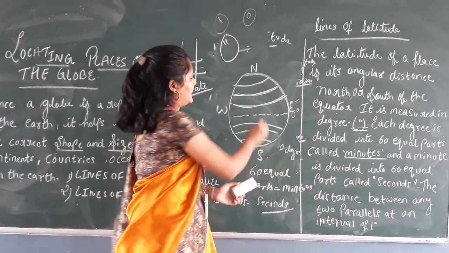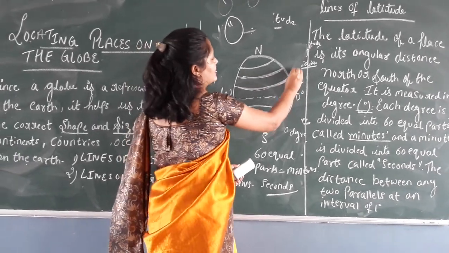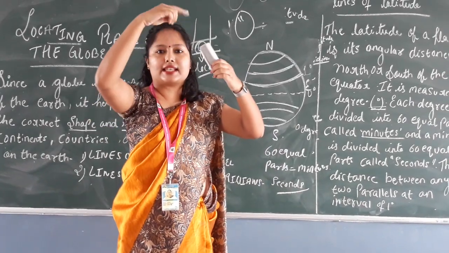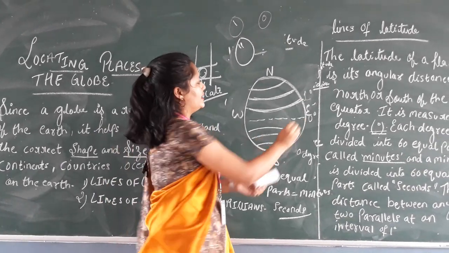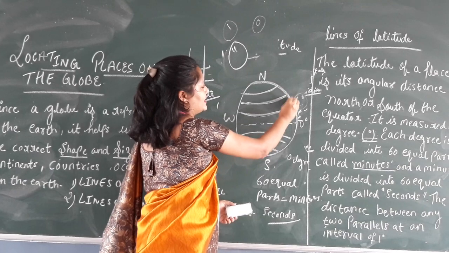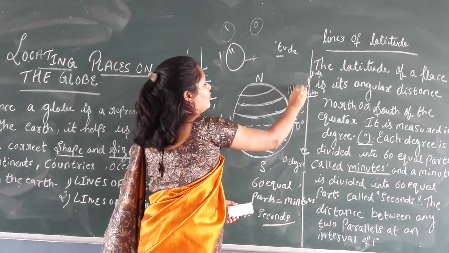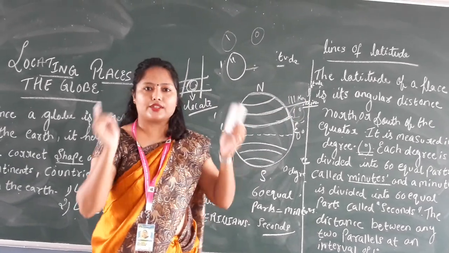And see here, the lines of latitude have an interval of 1 degree. That means after every 1 degree a line is drawn. The distance from one line to another, that is 1 degree, is 111 kilometers. So these are the lines of latitude.